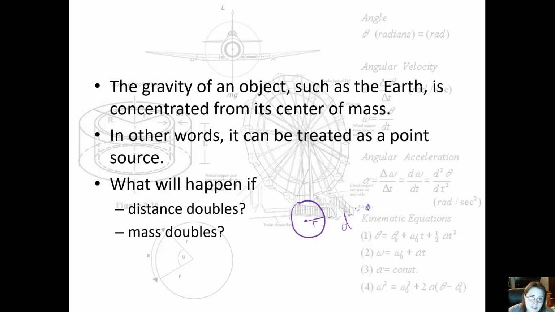So what would happen if the distance doubled or the mass doubled? If the distance doubled, that means that the force is going to be 1/4 of the original. But if the mass doubled, then it's going to double the force.